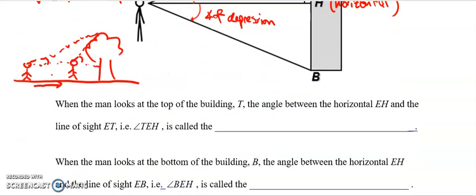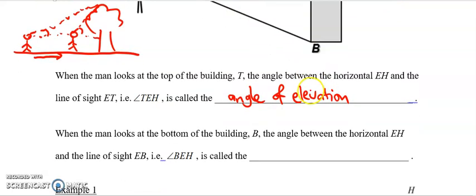If you refer to the diagram, the man looking at the top of the building, angle TEH, we call it angle of elevation. And if the man looks at the bottom of the building, angle BEH, we call it angle of depression.